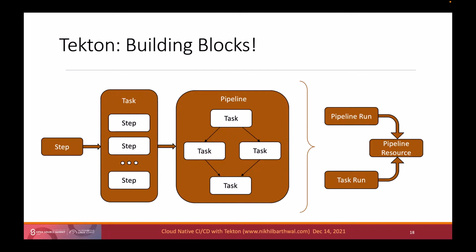A task is essentially a sequence of steps, right? So a task is basically built from steps, and then these tasks combine to what is called a pipeline. A pipeline essentially consists of a directed acyclic graph of tasks, which is fairly common even in the traditional CI/CD tools. Directed pipelines are essentially directed acyclic graphs.